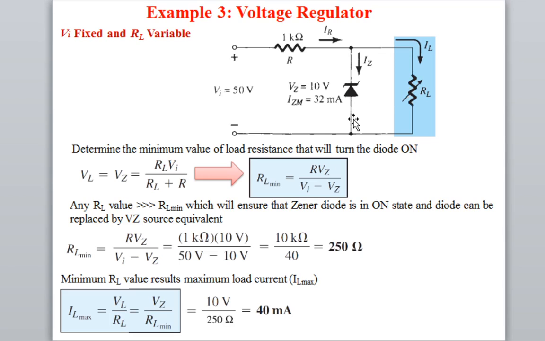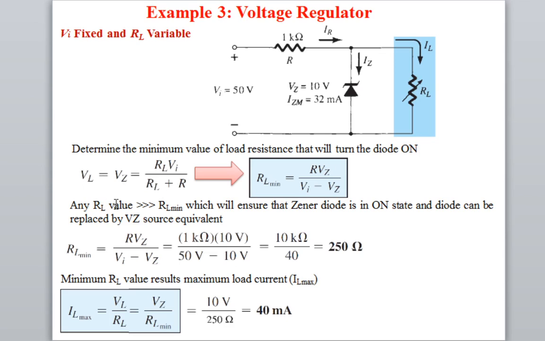So we know if Zener is in on state, it will behave like a 10 volt battery, so 10 volt will be here, 10 volt will be here. So let us assume that Zener is in on state. If Zener is in on state, the Vz will be equal to VL. Let us say voltage VL. So VL will be equal to Vz, which is equal to previously this voltage divided by this resistance plus this resistance, multiplied by this resistance. So RL into VI divided by RL plus R. So this is the value of VL or Vz.